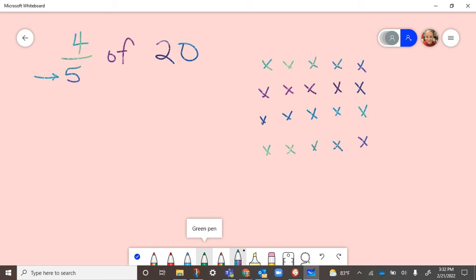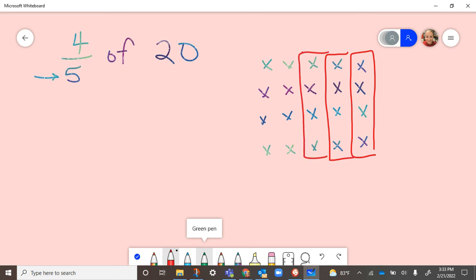I'm going to find 4/5 of this. I need to put them into 5 groups. Let me grab another color. So I see here that I can do it like this. There's one group, and I want my groups all to be the same. 2, 3, 4, 5. So there's 5 groups. And then if I have 4 of them, here's 1, 2, 3, 4. So all of this would be 4/5 of the 20.